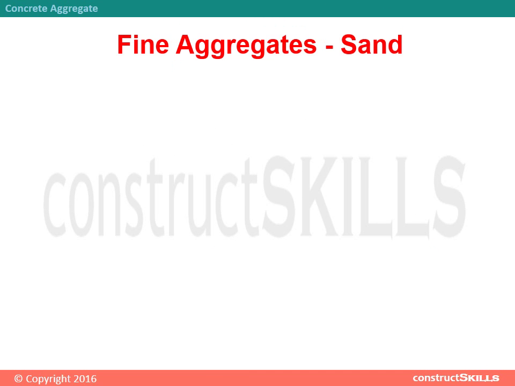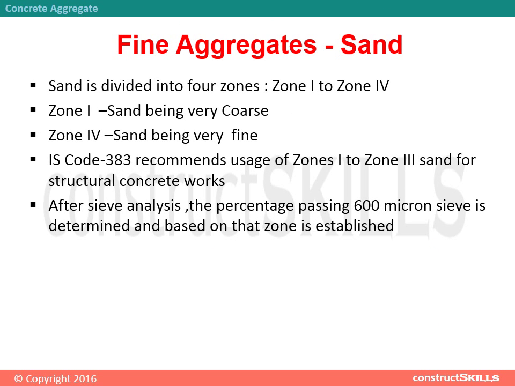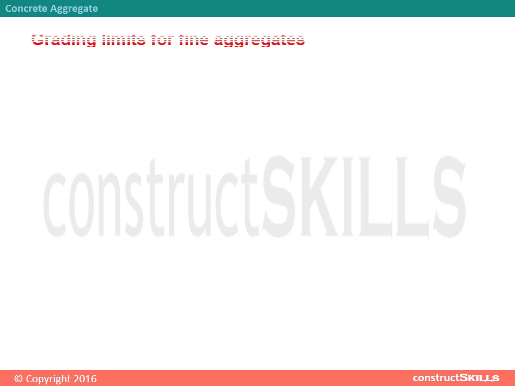Fine aggregates, sand. Sand is divided into 4 zones, Zone 1 to Zone 4. Zone 1 sand is very coarse. Zone 4 sand is very fine. IS Code 383 recommends usage of Zone 1 to Zone 3 sand for structural concrete works. After sieve analysis, the percentage passing the 600 micron sieve is determined, and based on that the zone is established.